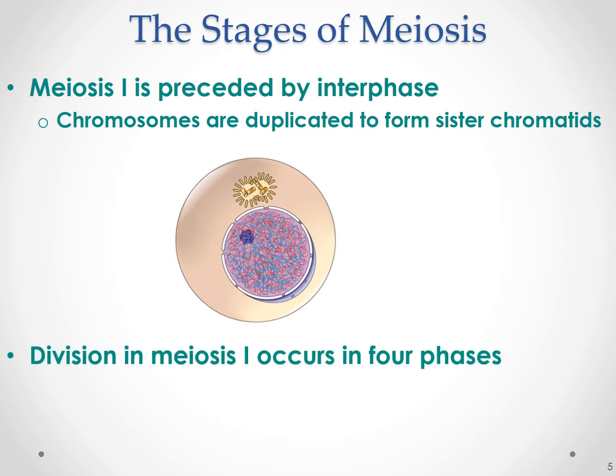Now, division in meiosis 1 occurs in 4 phases. We will not discuss any difference between prophase and metaphase, where remember we spoke of prometaphase. So it's going to be prophase, metaphase, anaphase, and telophase. And again, cytokinesis is the division of the cytoplasm, separate from division of the nucleus. So cytokinesis will occur, and the two cells will undergo another division.